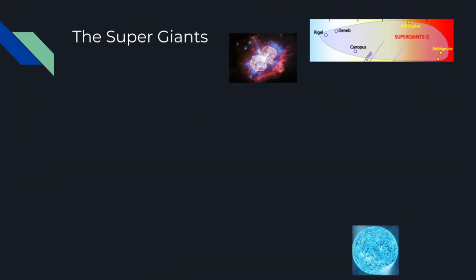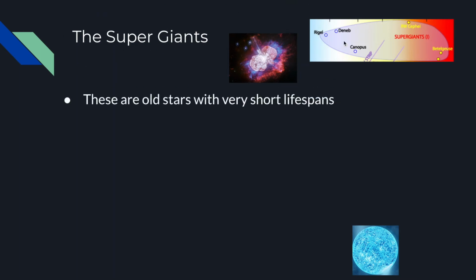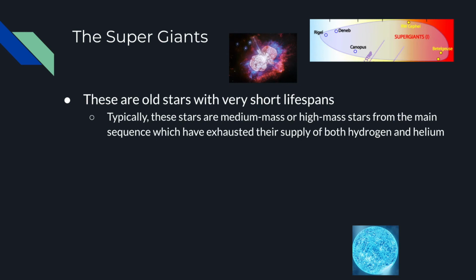Next up are the supergiant stars. Supergiants are very old stars with very short lifespans. Supergiants are typically medium or high-mass stars from the main sequence which have completely exhausted their supply of both hydrogen and helium available for fusion. Because these stars have used up all their hydrogen and helium, they've started fusing things like carbon, nitrogen, and oxygen depending on their mass.